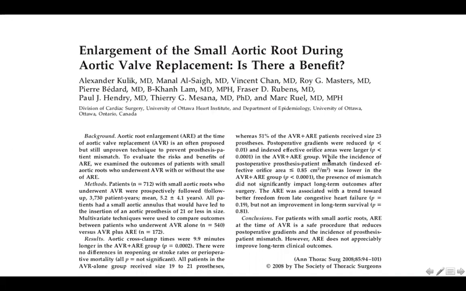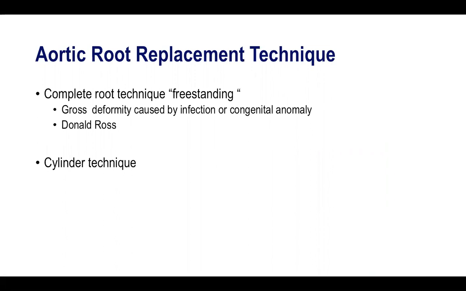Now we'll talk about the aortic root replacement technique. There are two techniques actually: the complete root technique, the freestanding technique, and the other, the cylinder technique. We'll talk about the freestanding technique. The usual indication is cross deformity due to infection or congenital anomaly, and it was described by Donald Ross.